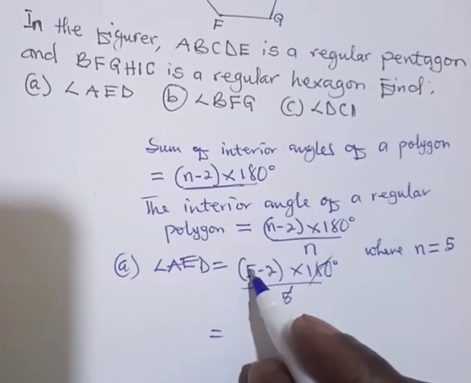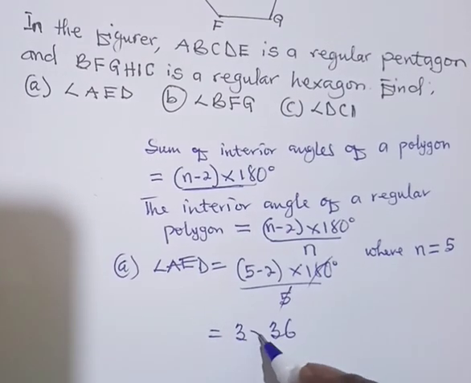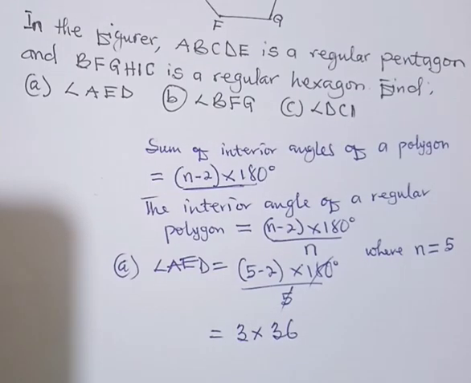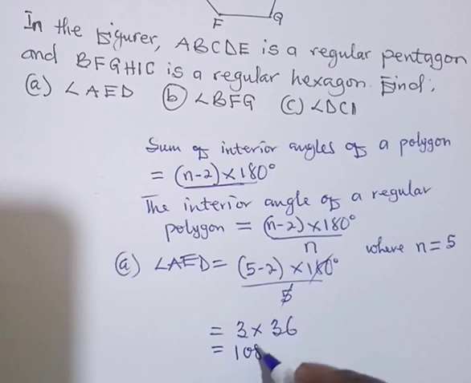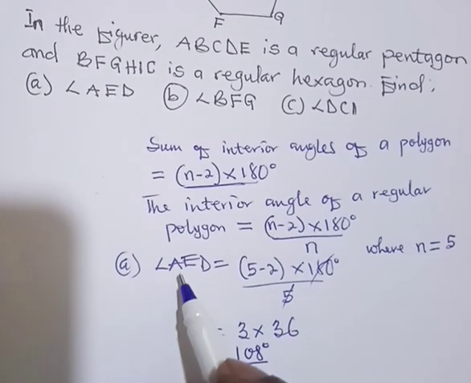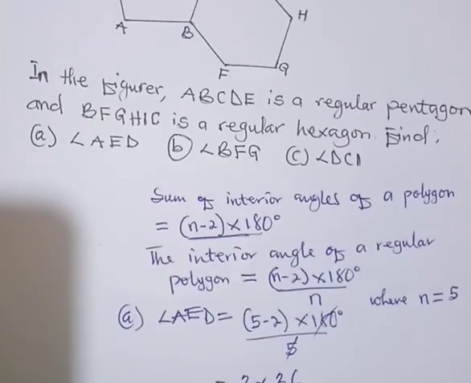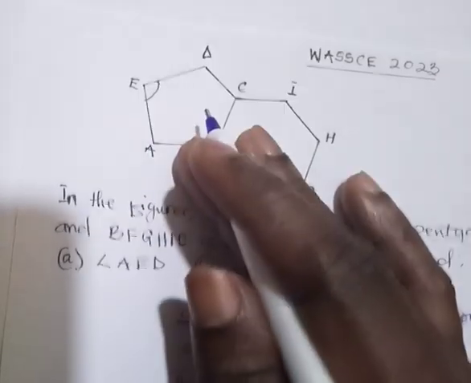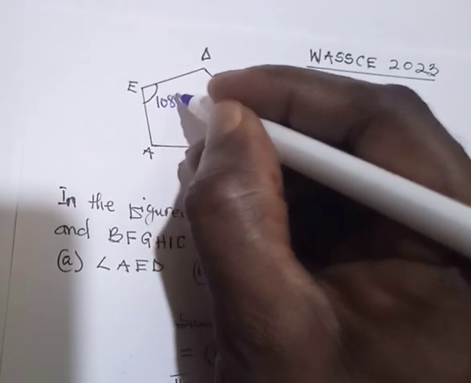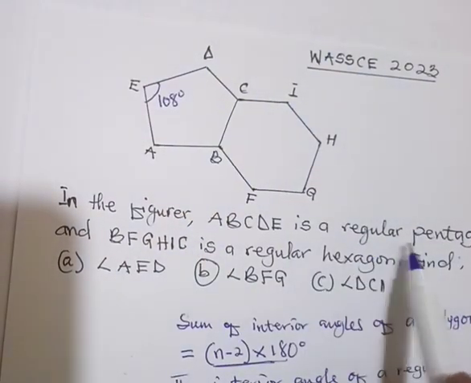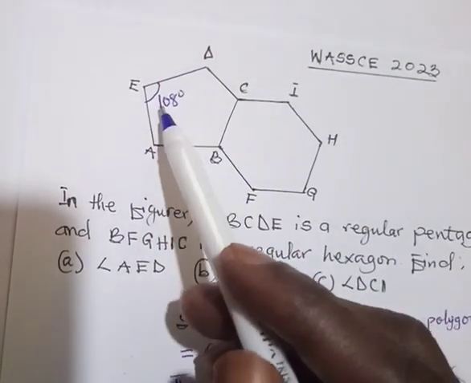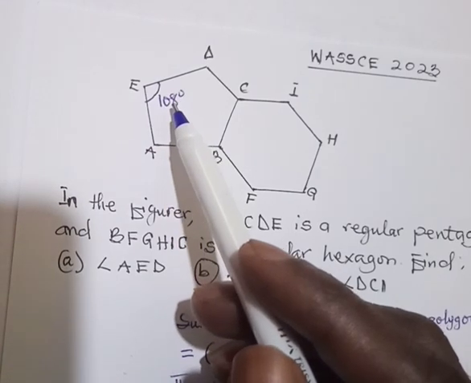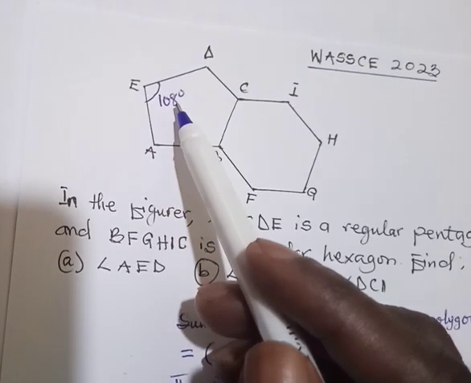And then 5 minus 2 will give us 3. So it means 3 times 36. Now 3 times 36 gives us 108 degrees. Good. So our first answer is answered. So once we have one of the angles as 108 degrees, and we are saying that it is a regular polygon, it means that the rest of the angles of the pentagon are also 108 degrees. Have you gotten that?